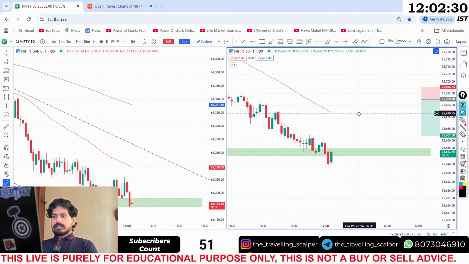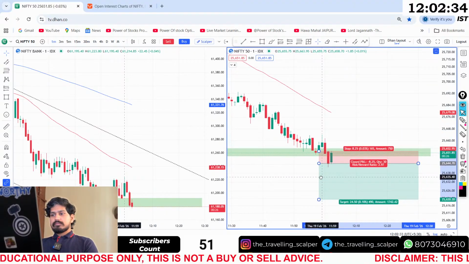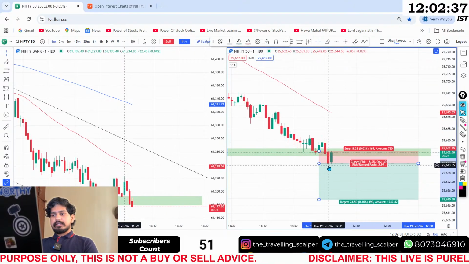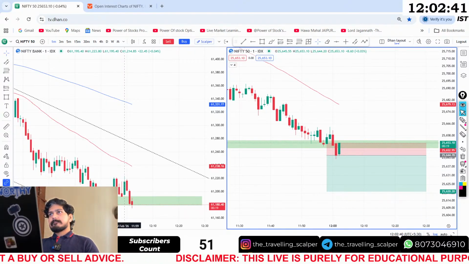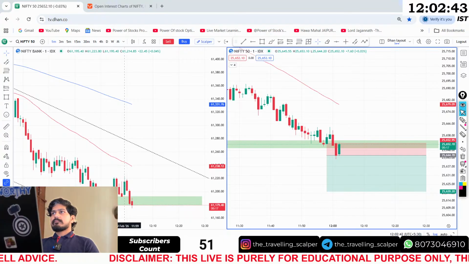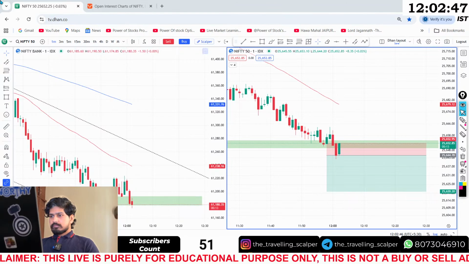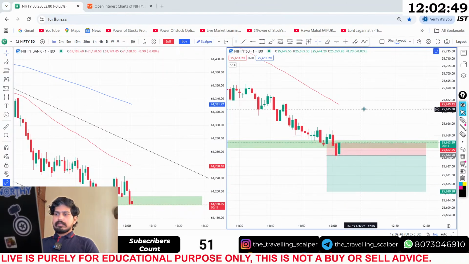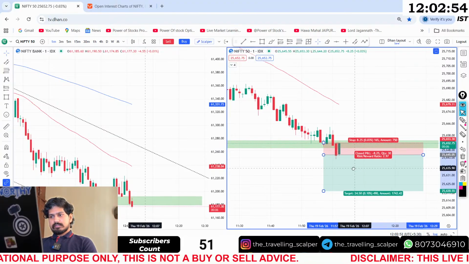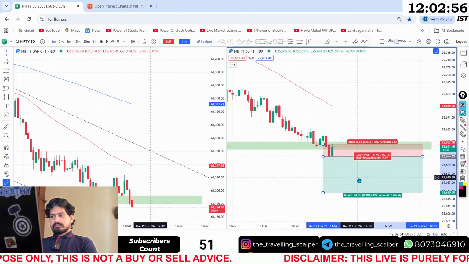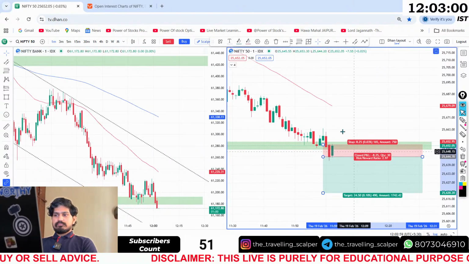Okay, it is taking a pullback here. After the pullback it should fall again, so at that time I can go for a downside trade below this red candle. Okay, let's see. If it reverses from here and goes up, then we are not interested in this trade. Below this candle we can go for a downside trade. Okay, Bank Nifty is falling, but Nifty is not falling.